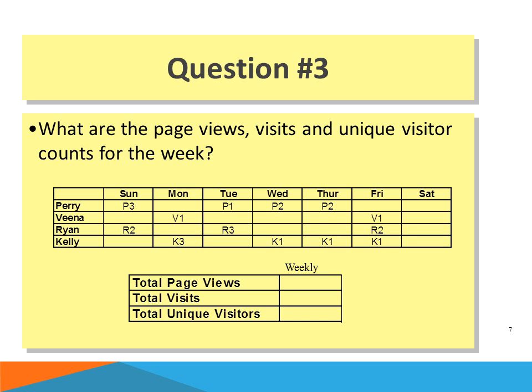So again, if we take a look at this little example here, what are the page views, visits, unique visitor counts for the week? So let me show you how to read this because we'll play this game in your homework as well. So the P3 there on Sunday for Perry means Perry came to the website and viewed 3 pages. The R2 on Sunday means Ryan came to the website and viewed 2 pages.